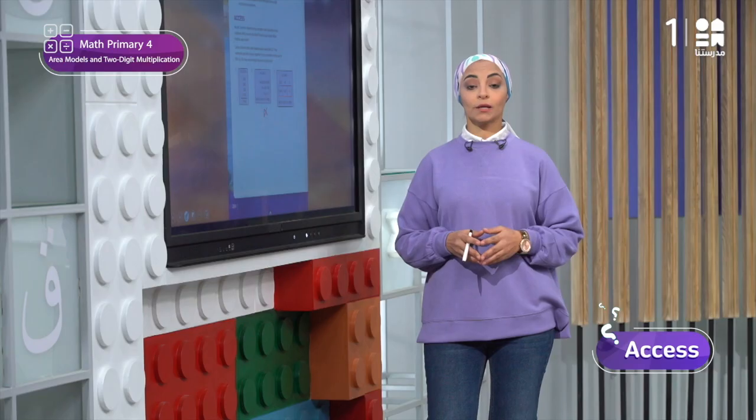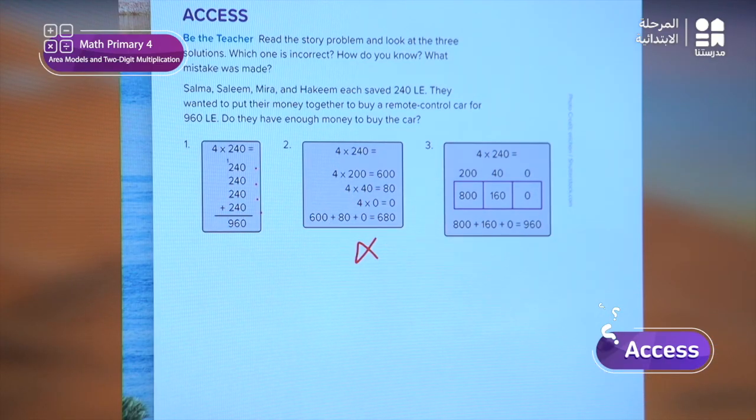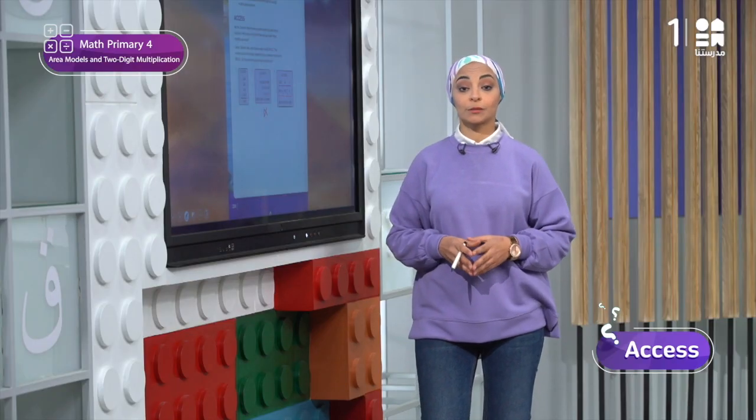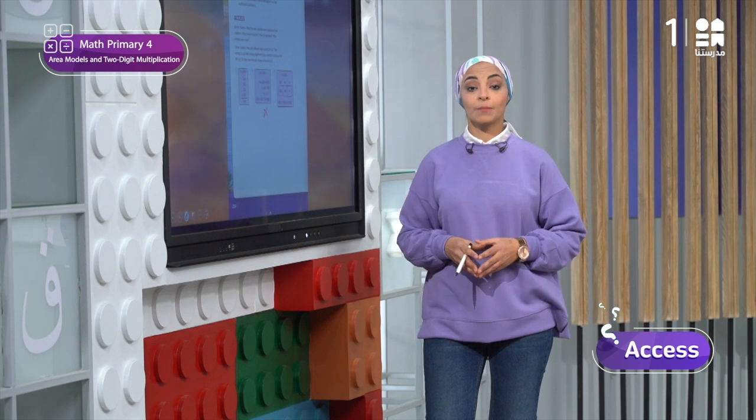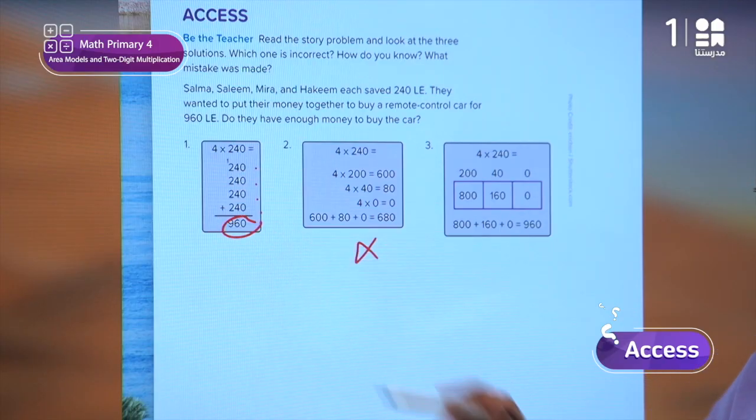In answer number 1, the student added 240 4 times. Then that means what? That means they understood that 4 multiplied by 240 means that 240 is repeated 4 times. And the answer is 960, okay, which is the correct answer.